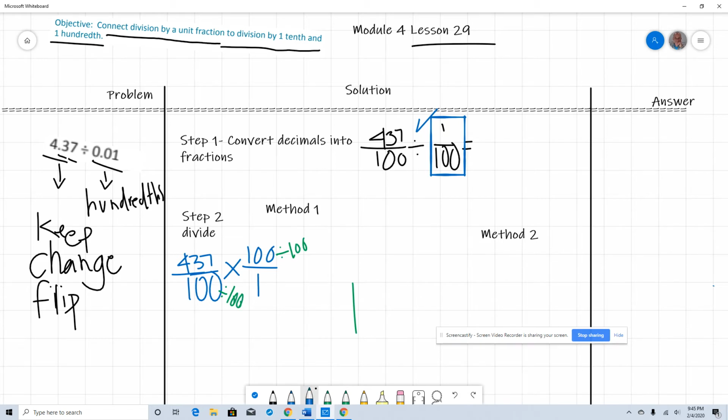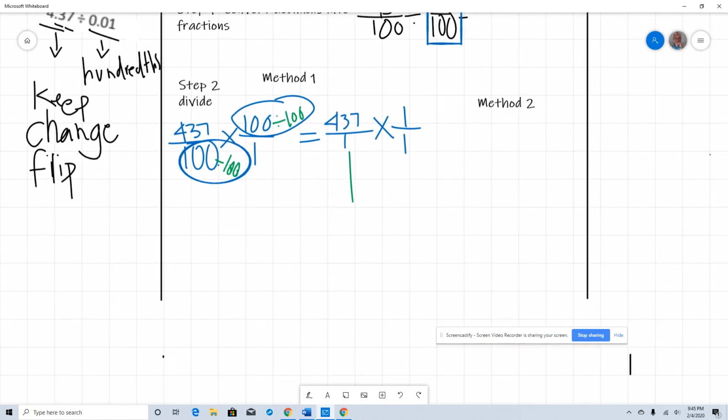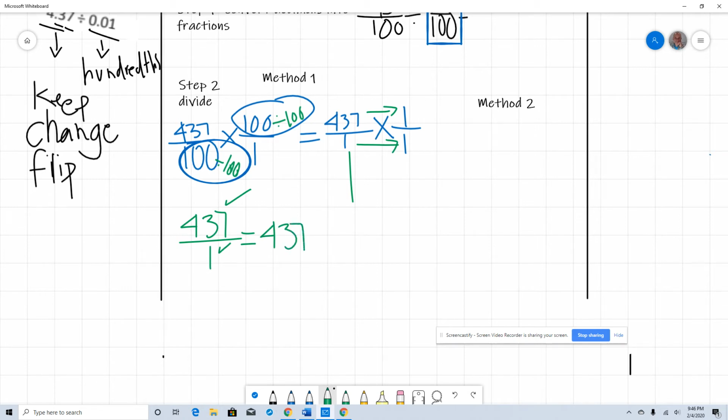Okay, so let's do that. So let's rewrite 437 over 100 divided by 100 equals 1, times 100 divided by 100 equals 1, and the 1 on the denominator. So when you do the math on that particular problem, we're going to rewrite it in this way. 437 times 1 equals 437. 1 times 1 equals 1, and 437 divided by 1 equals the same number. So that's the answer, 437 hundredths. Because remember, we converted into hundredths right here. How many hundredths are in that number? That's how many there are in it.